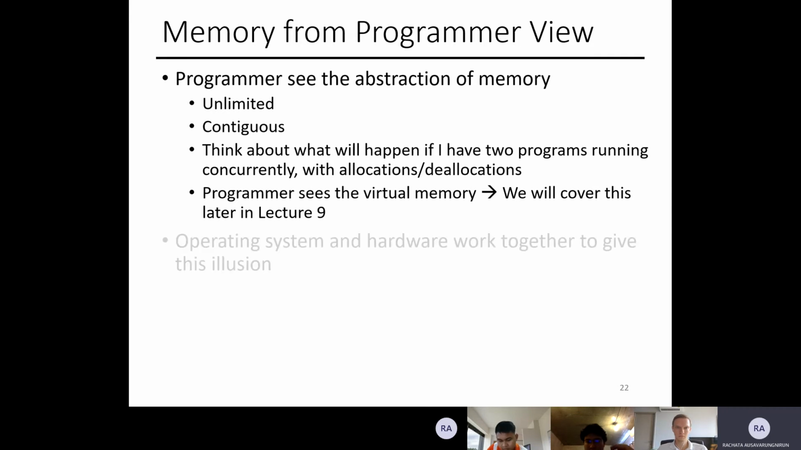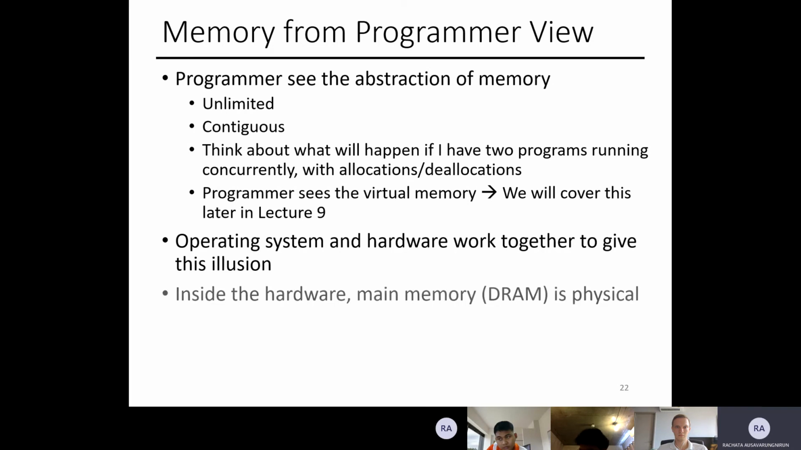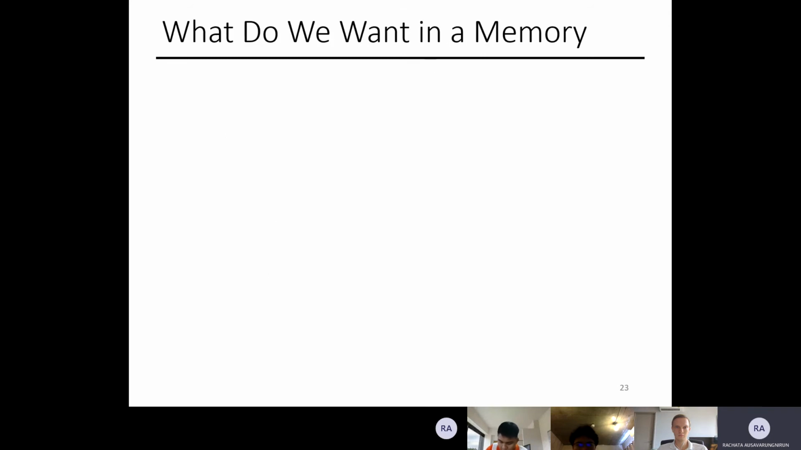The reason behind that is both the OS and the hardware kind of work together to give this illusion. The combination of how DRAM is operating plus virtual memory give all this illusion. Inside the hardware, actual DRAM is a physical thing. And this is what we want from memory. Zero latency, unlimited capacity, zero cost. You want it to be free.